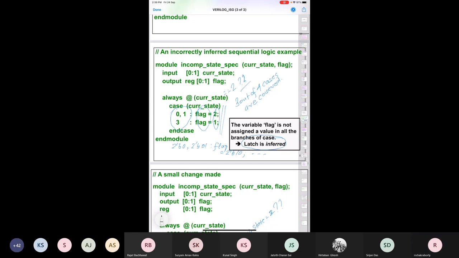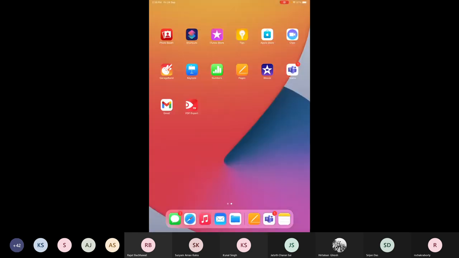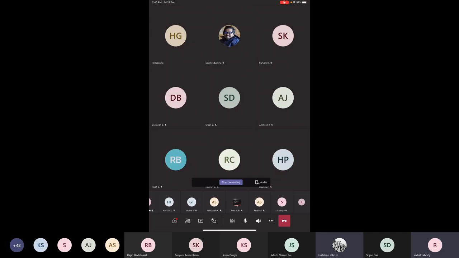Okay. Anything else, students, that you want me to discuss about sequential logic, or anything else about the syntax or any fine points of the language?